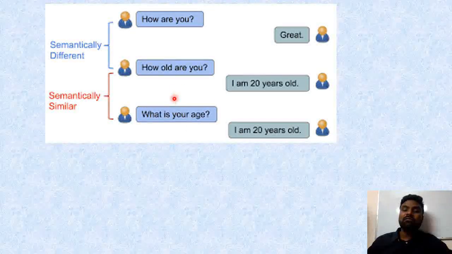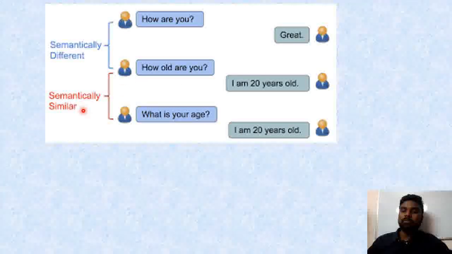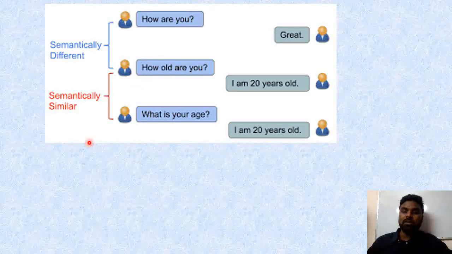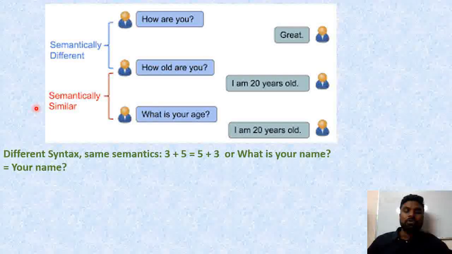So even though these two sentences have different syntax, दोनों का syntax जो structure है, arrangement of words है, वो दोनों अलग है, but they are semantically similar. Both have the same meaning. Okay, let us understand this with another example. So let us see first where we have different syntax, matlab structure alag hai, but they are having same semantics.